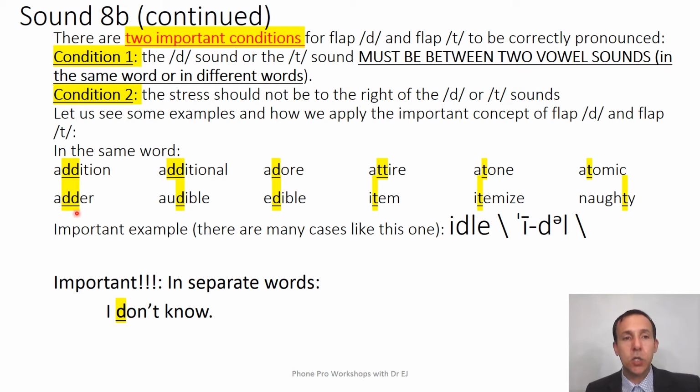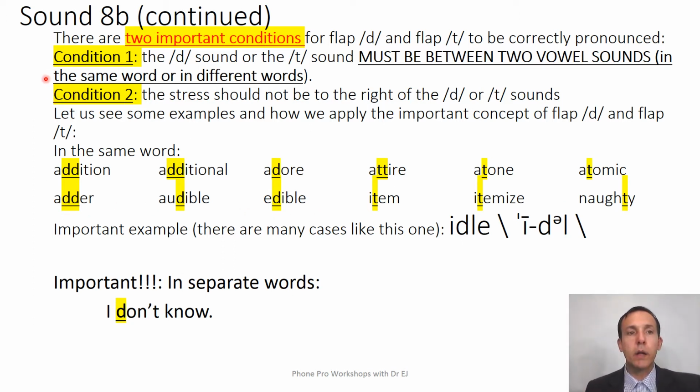We can say adder, but on very few occasions, speakers will say it with a full D. We say adder. We say audible. We say edible. We say item. We say itemize, and we say naughty. Now, let's explain this in more detail.